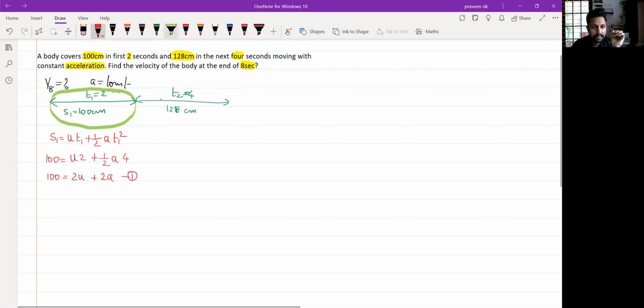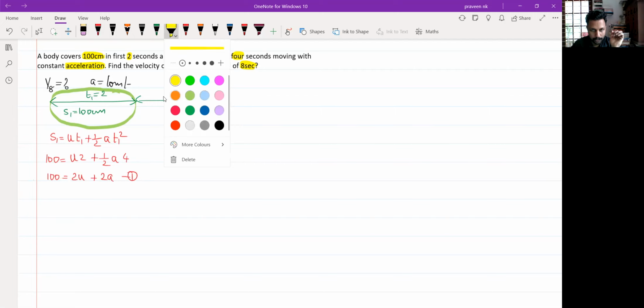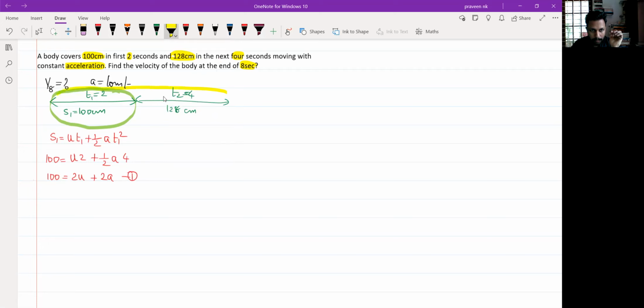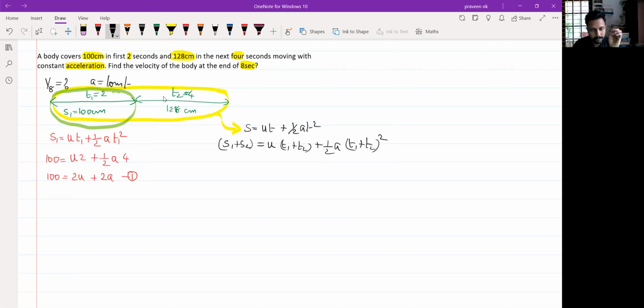Then if we are considering the total displacement, that is, if we are considering this complete motion and formulating an equation for it, we get S is equal to ut plus half a t square. For this, the total displacement is S1 plus S2, which is equal to u into the total time taken, T1 plus T2, plus half a into, instead of t square, T1 plus T2 the whole square. Let us substitute the values that we know. Do we know the value of S1? Yes, it is 100. What is S2? The second displacement is 128.